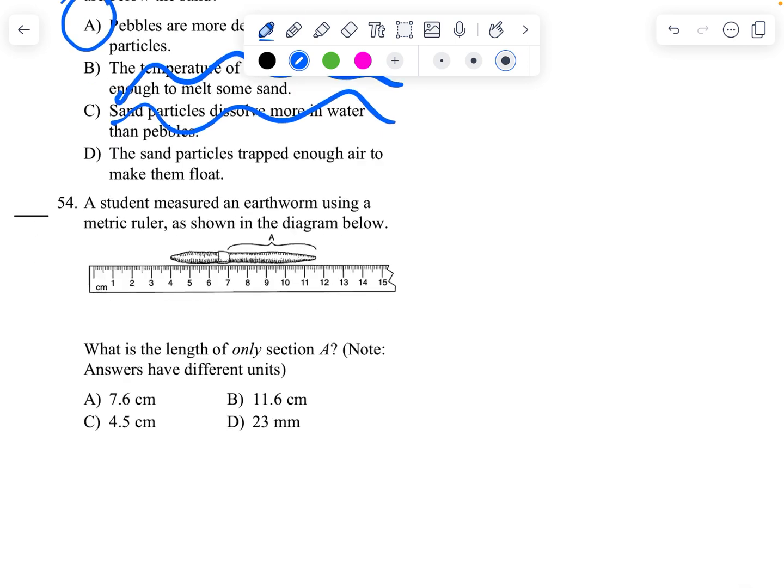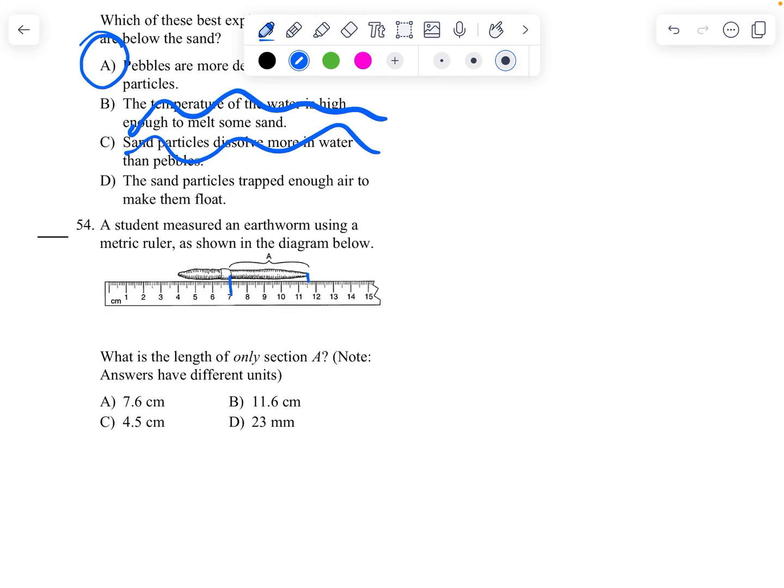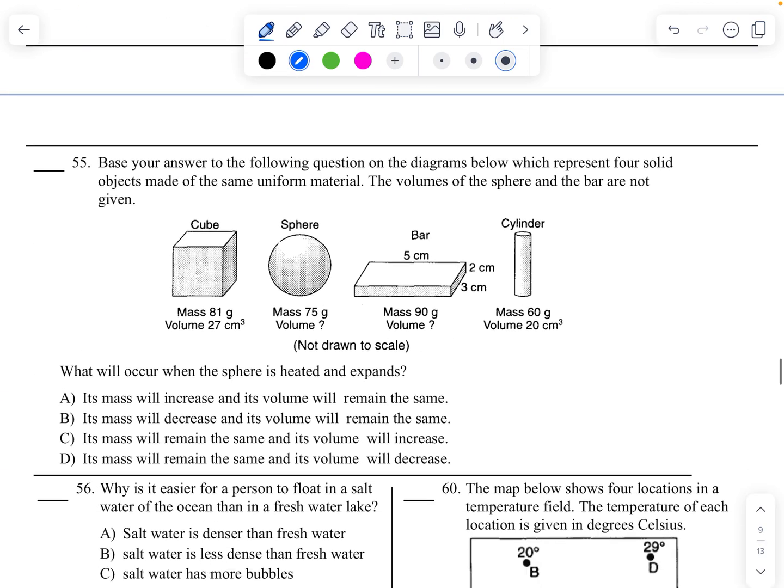53A. What is the length of only section A? So section A looks like it starts around 7, ends around 11.5. 11.5 minus 7 would be 4.5 centimeters. And so 23 millimeters would be 2.3 centimeters. Yeah, so let's just see.